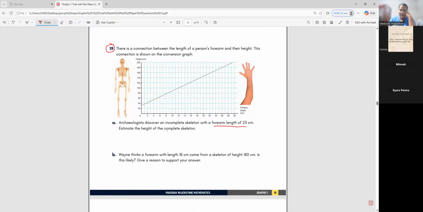The length of the forearm is 23. So draw the line from 23. X-axis is the length of the forearm. Y-axis is the height. 22, 23. Draw a line from here and see the height. It is 160. Like that, you can do question number 19.